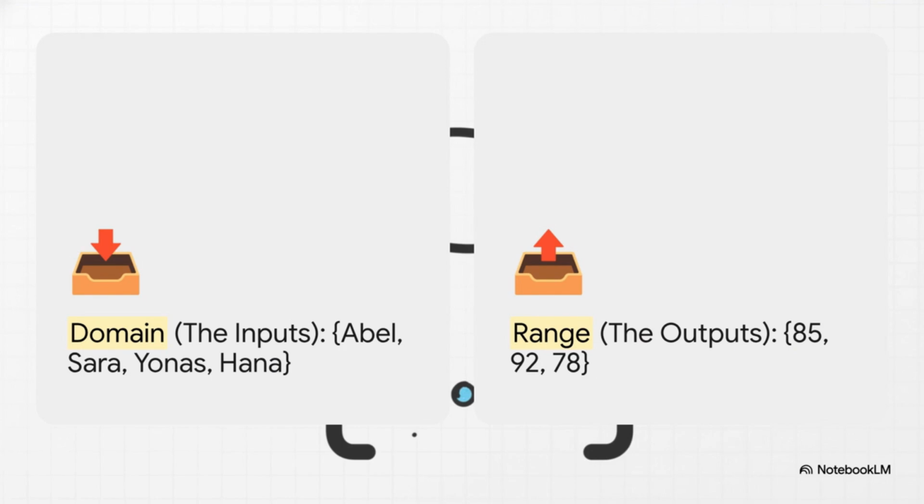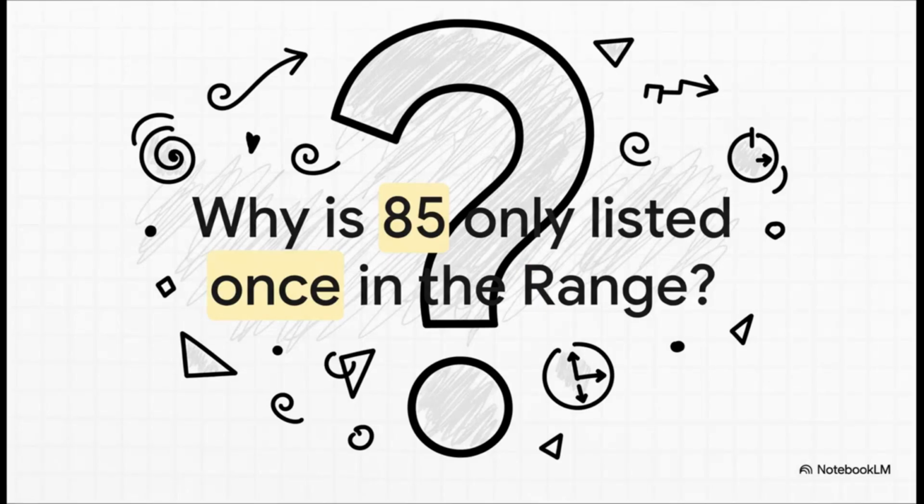The domain is just a fancy word for all the first things in our pairs, the inputs. So in our example, it's the list of students, Abel, Sarah, Jonas, and Hannah. And the range? Well, that's the set of all the second things, the outputs, or the test scores. So that's 85, 92, and 78. But wait a minute. You're probably looking at that and thinking, hang on, Abel and Jonas both scored an 85, so why is 85 only listed once in the range? That is an excellent question, and you've just hit on a really, really important rule here.